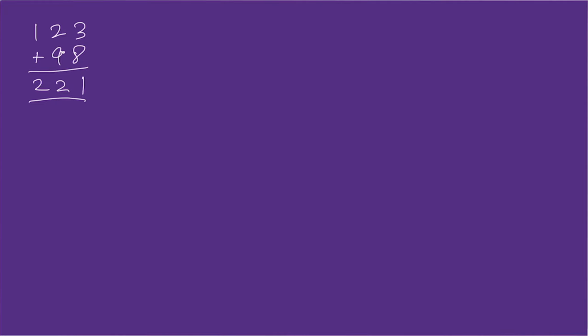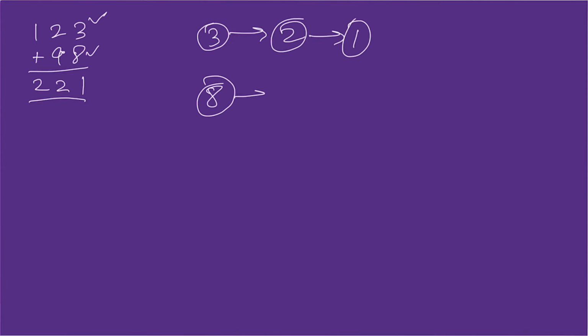Now in this case, if you notice, only the first number had 3 digits and the next one did not. So in this case, the linked list that should be given to us should look like 3, 2, and 1. And the second linked list should be 8 and 9.